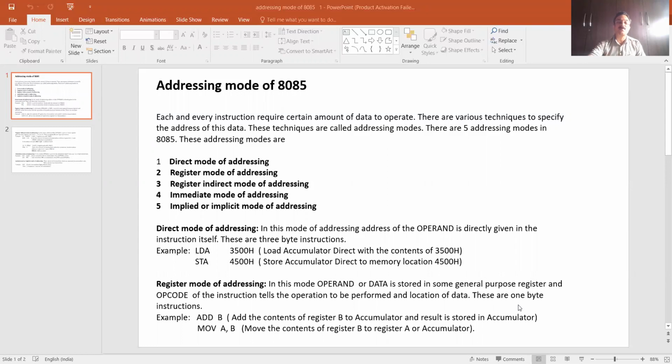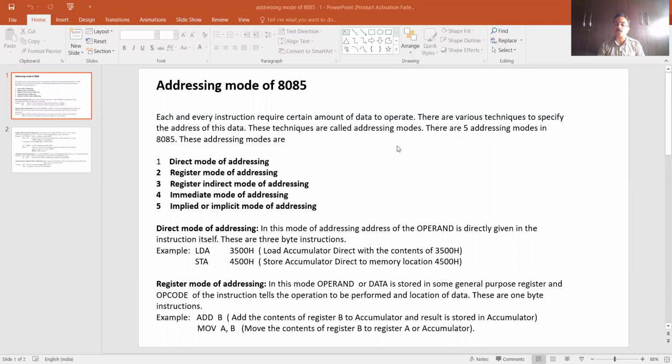So the definition of addressing mode: each and every instruction requires a certain amount of data to operate. There are various techniques to specify the address of this data, and these techniques are known as addressing modes. So what is addressing mode? Addressing modes are nothing but the techniques to specify the address of the data.